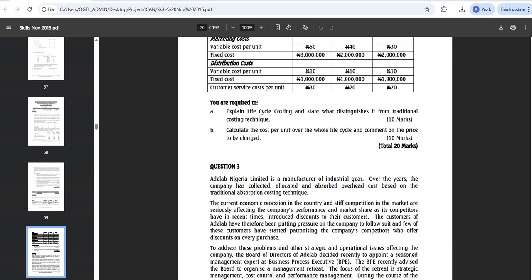Growth stage, we said it's where there is a rapid increase in sales, and then the product begins to make profit at that stage. The maturity stage, we said it's when the rate of sales growth slows down due to introduction of similar products in the market. In the decline stage, the product is losing popularity in the market. We talked about the various benefits of life cycle costing, ways to maximize return on the product life cycle, and life cycle costing in service industries, customer life cycle.